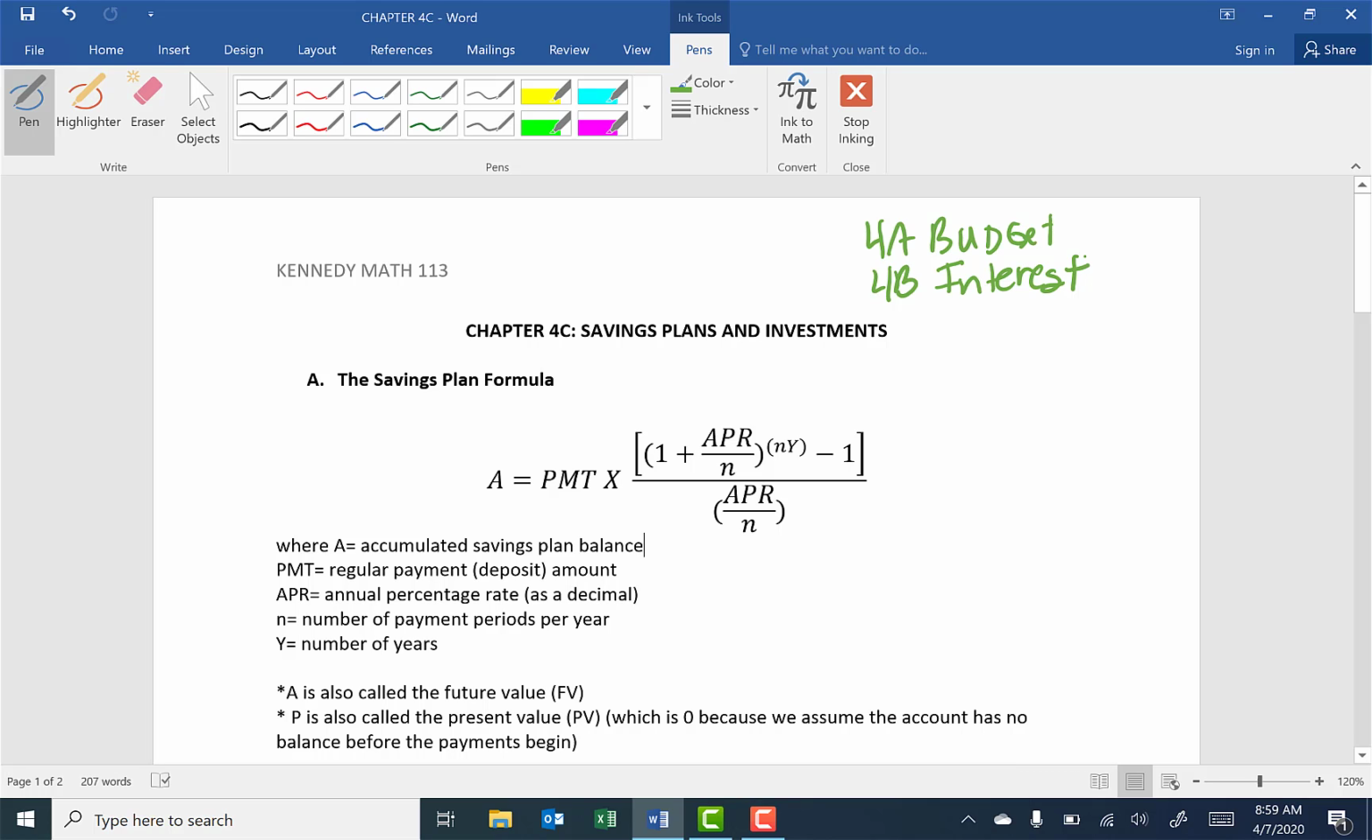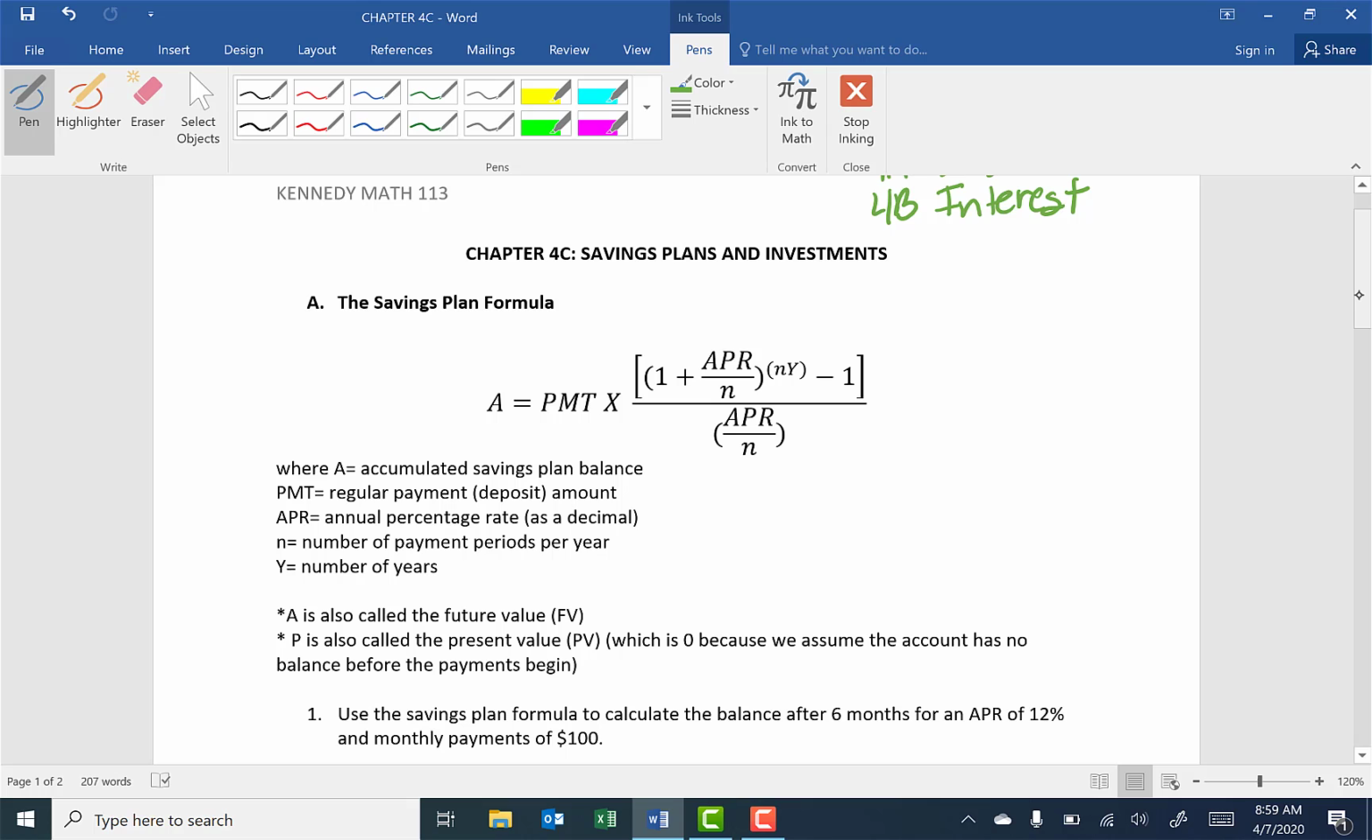Now we learn a new formula called the savings plan formula. Note that it's a little bit longer and harder. Each one gets a little bit tougher. It's just a matter of taking it very slowly, and then you will get the right answer. Let's go through our parts here.